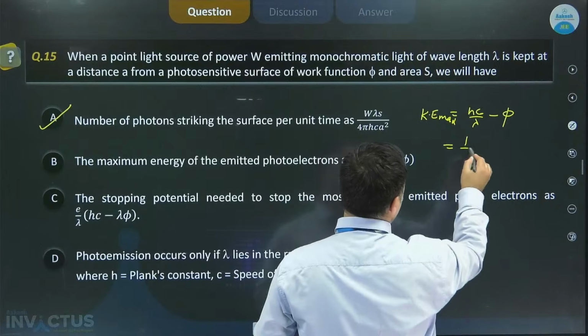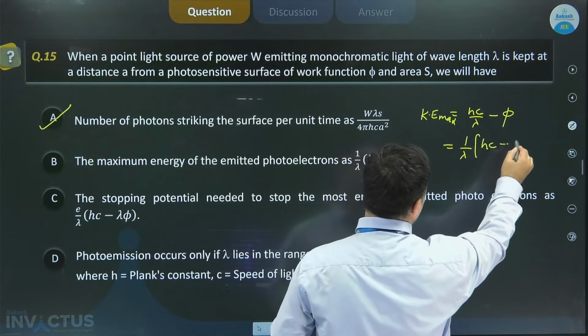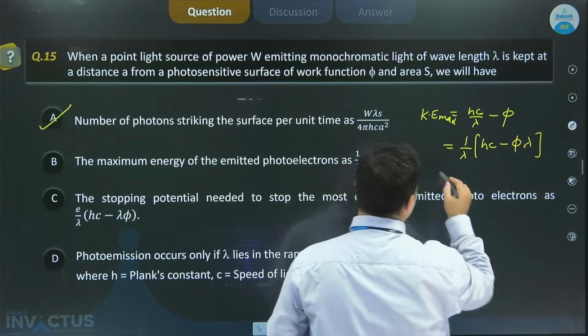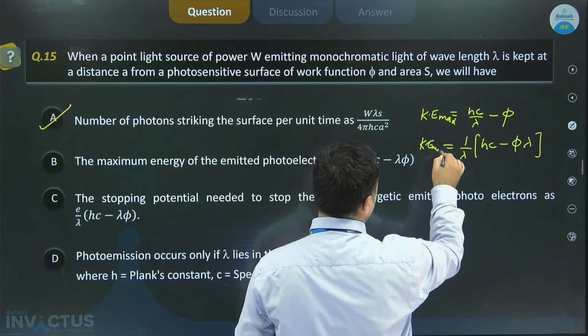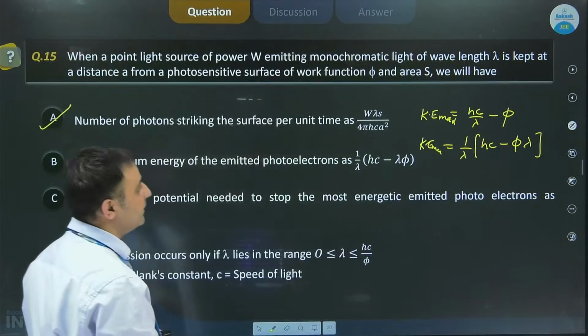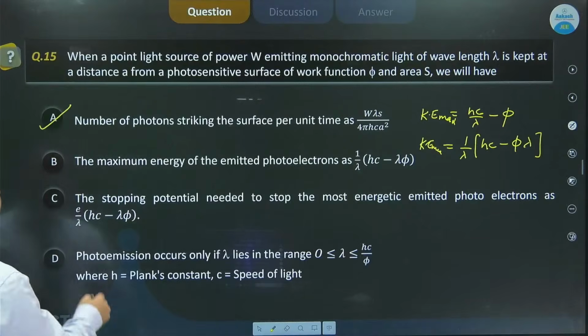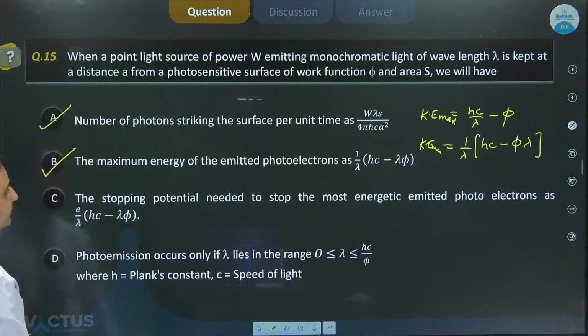So 1 by lambda can be taken as common. So hc minus phi lambda. So this is the maximum kinetic energy, maximum energy. So 1 by lambda hc minus lambda phi. So option B is also correct.